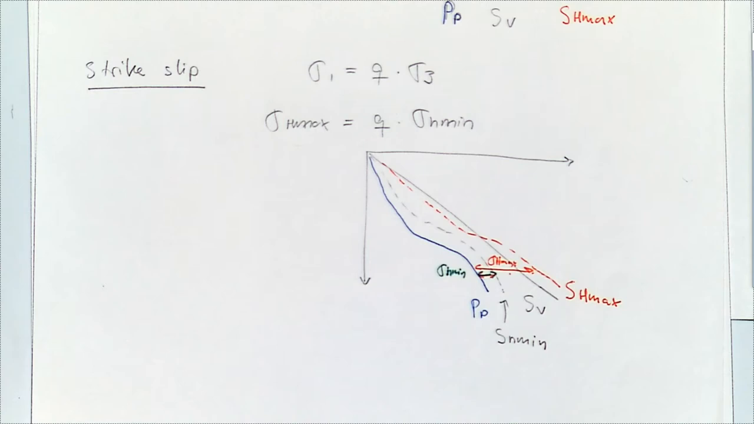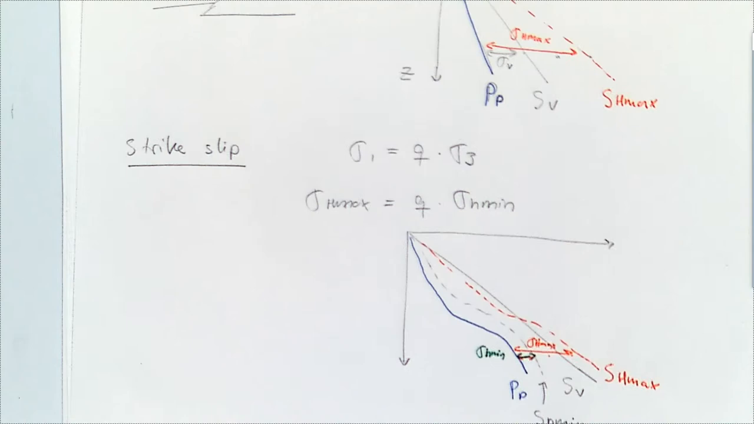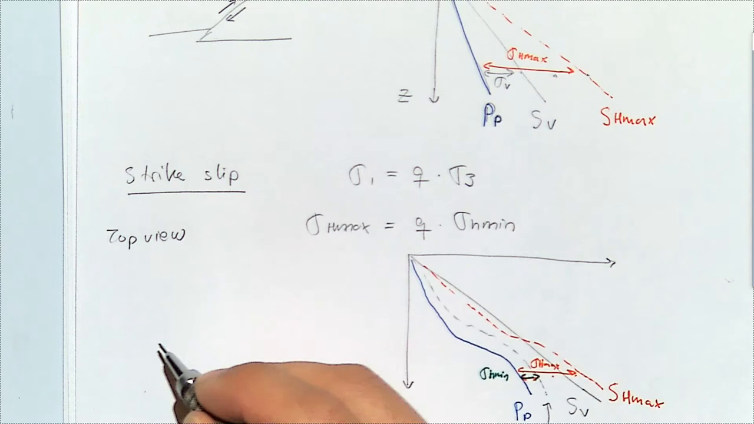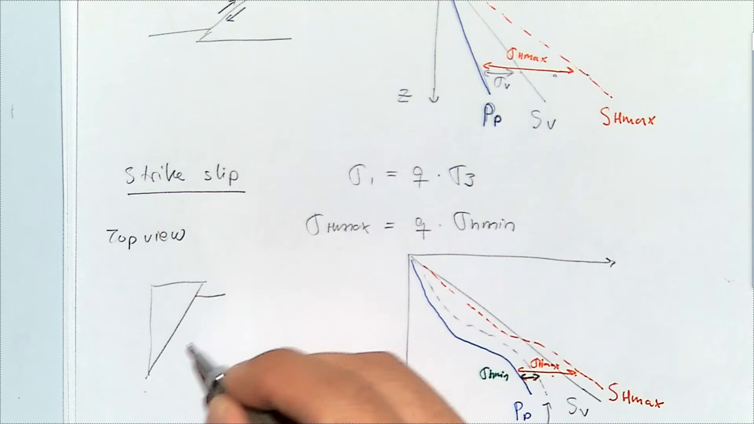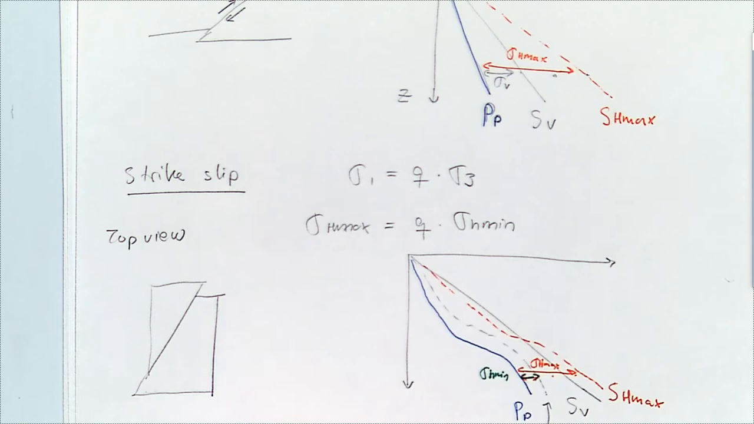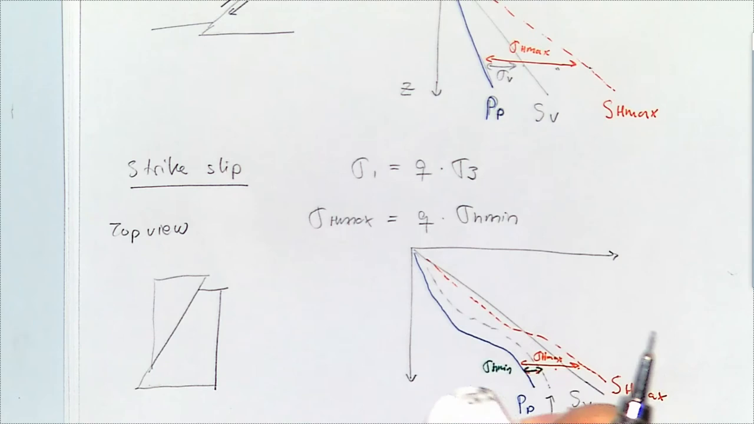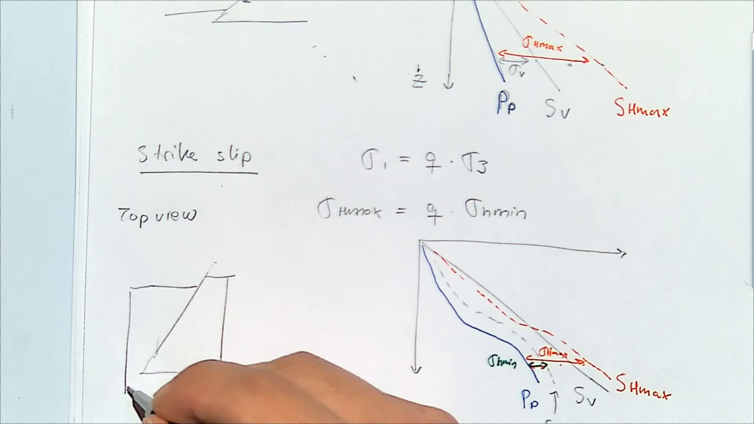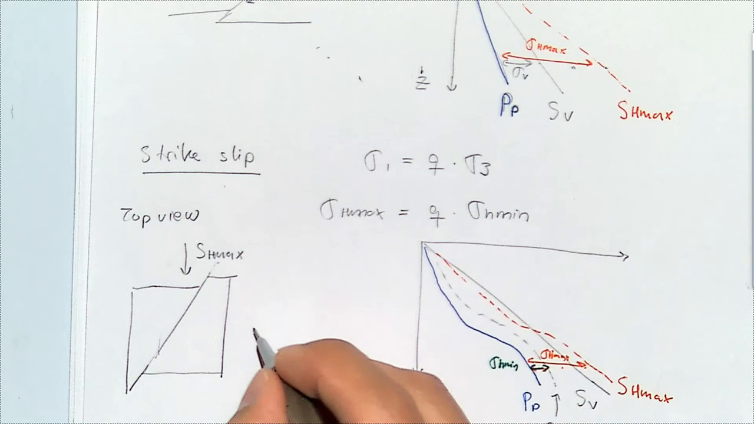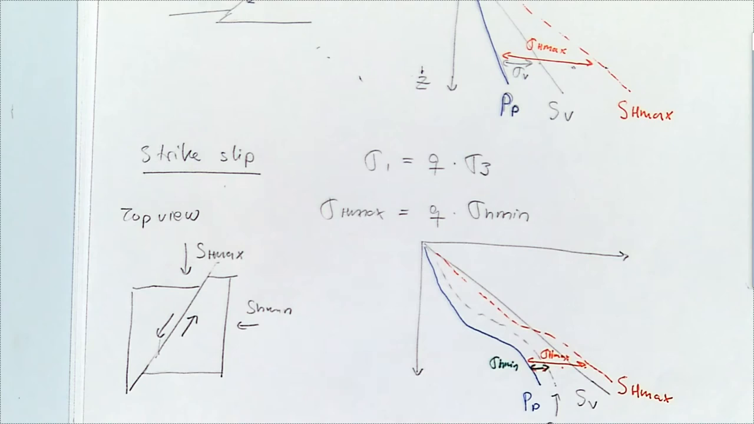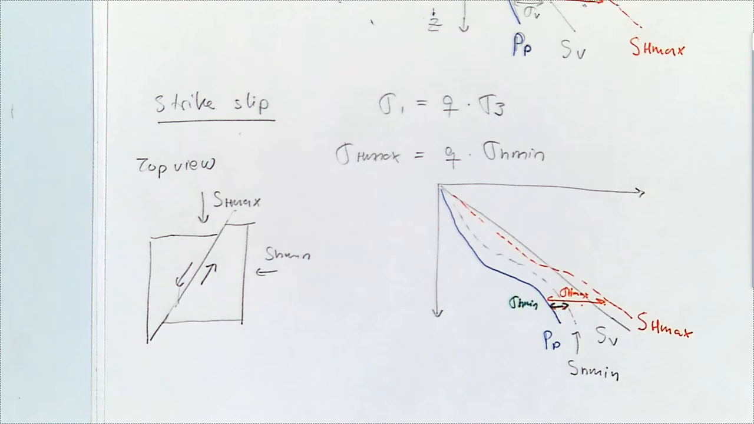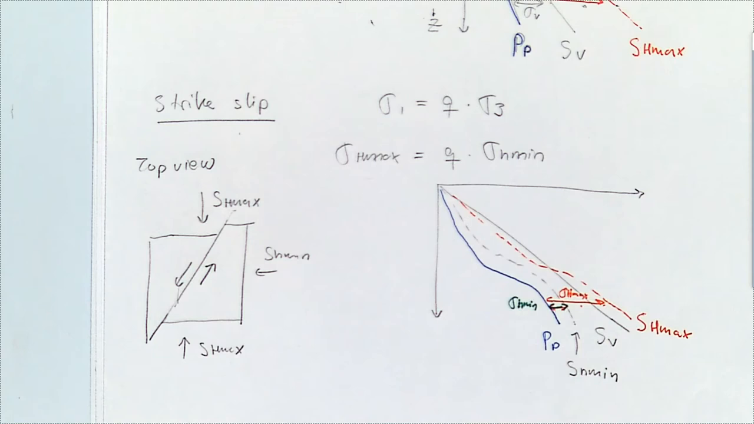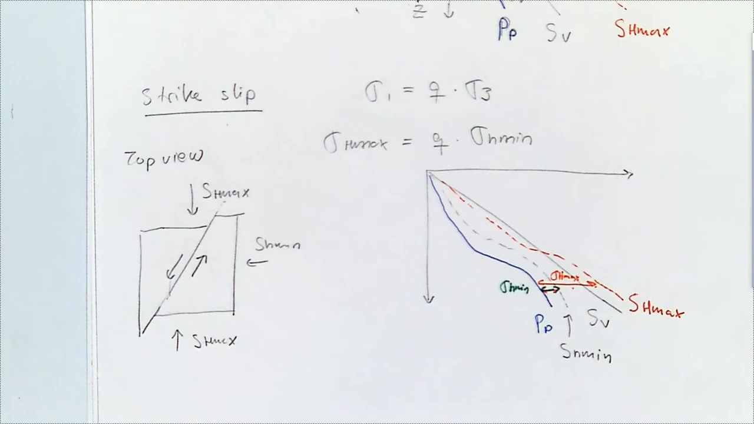And in this case, when we look from the top and we have this, let me see. Okay, wrong. It should move in the other direction. You have SH max and SH min, and it moves like this. Notice that it moves along the strike, and that's what is called strike slip. And again, the limit is going to be proportional to the effective stress limit of the minimum horizontal stress.